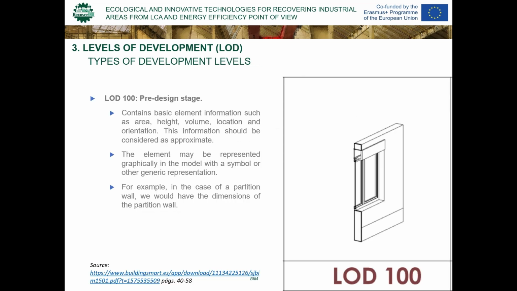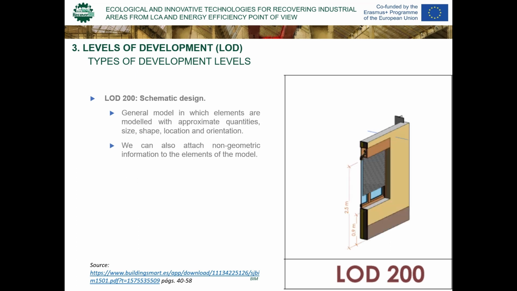LOD 100, pre-design stage. Contains basic element information such as area, height, volume, location and orientation. This information should be considered as approximate. The element may be represented graphically in the model with a symbol or other generic representation. For example, in the case of a partition wall, we would have the dimensions of the partition wall.